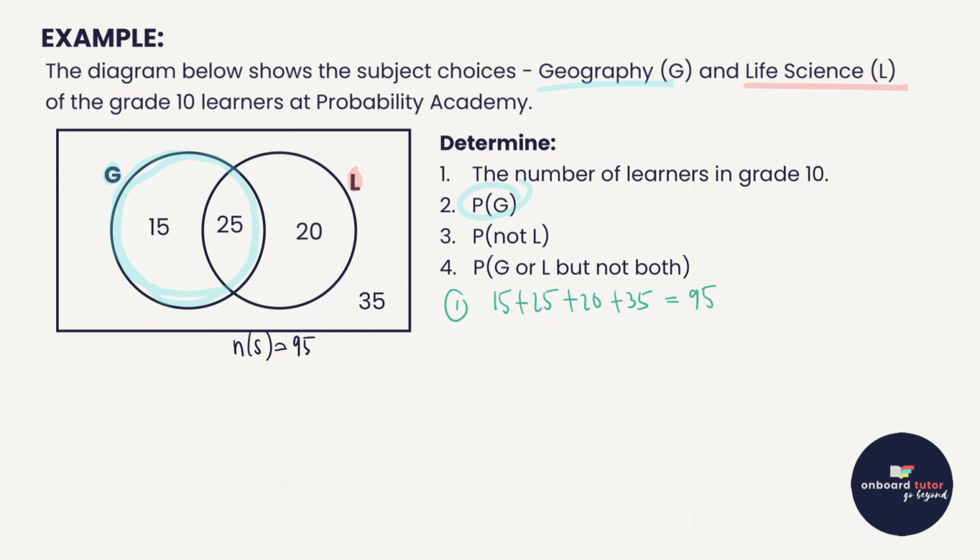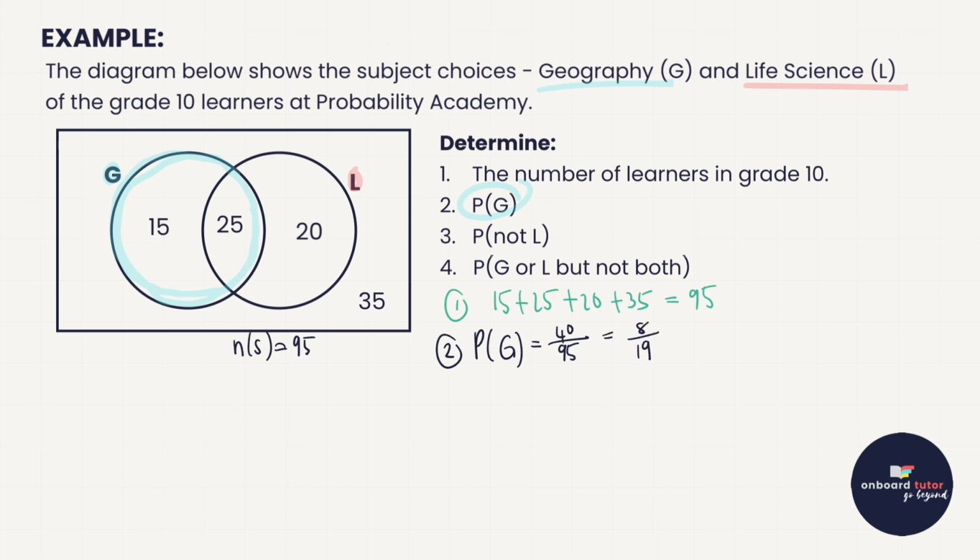How do we work out probability? It's the number of favorable outcomes. So 15 plus 25 gives us 40 out of the total number of outcomes. So 40 out of 95, and you can pop that into your calculator and simplify.